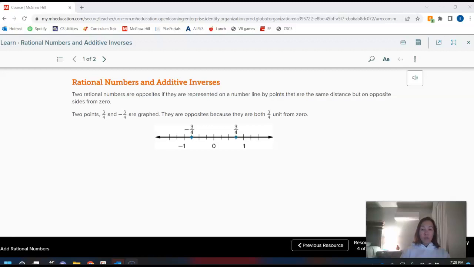But first let's review what opposites and additive inverses are. So they're opposites if on a number line they're the same distance, but the opposite side of 0.